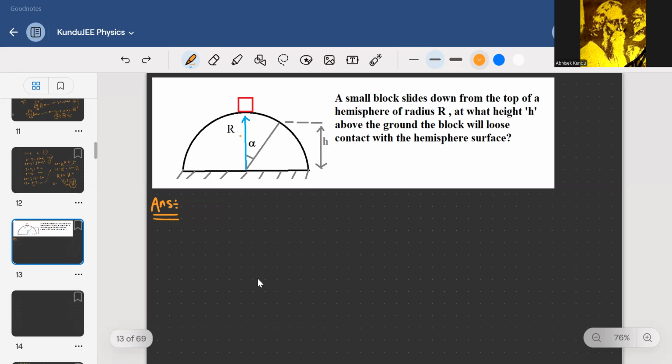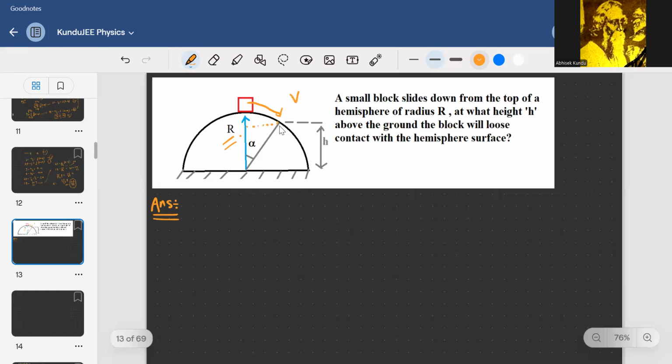A small block slides down from the top of a hemisphere of radius r. At what height h above the ground will the block lose contact with the hemisphere surface? Let's try to analyze this problem. What will happen? This block will slide down like this and there is no friction. So let's assume at this point the block will get some velocity v.